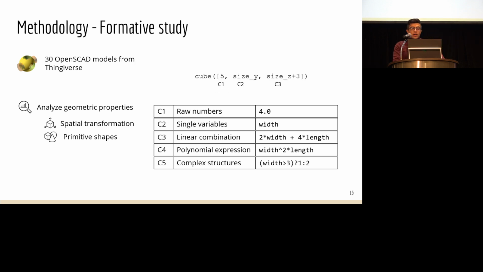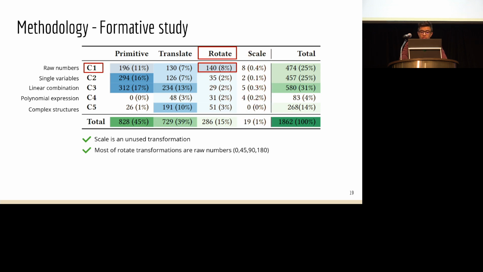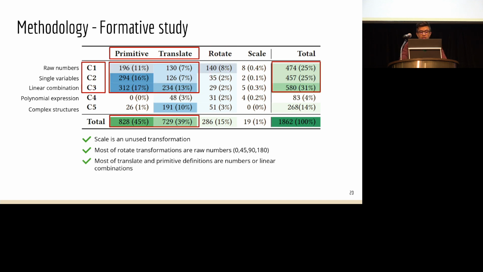Our results showed, first, that scaling is an unused transformation, which we expected because dimensions are normally defined in the primitive definitions. Second, most rotation transformations are raw numbers, which can suggest that it's difficult for users in programming-based CAD to perform more complicated transformations when rotating objects. And most importantly, most of the primitive definitions and translation definitions fall into the C1, C2, and C3 categories, which are basically linear combinations, single variables, or raw numbers.